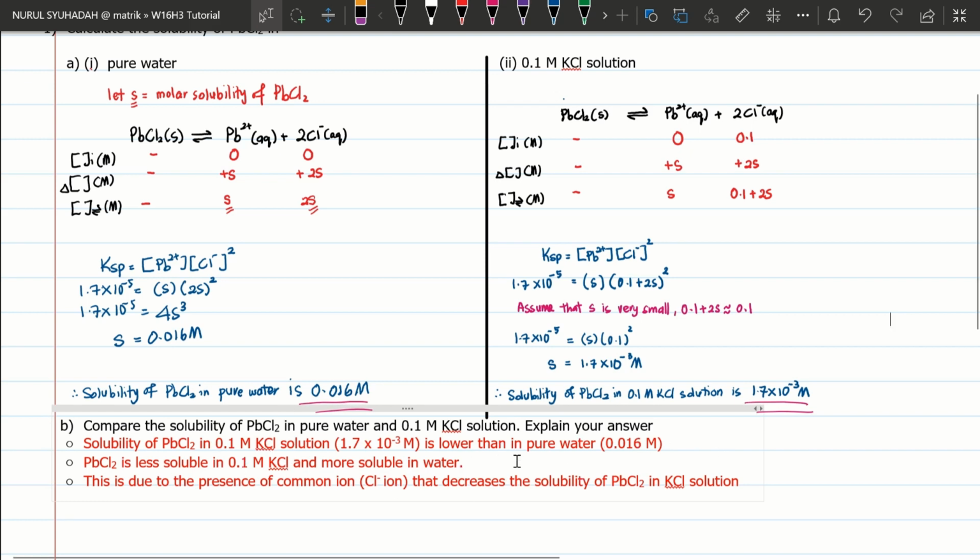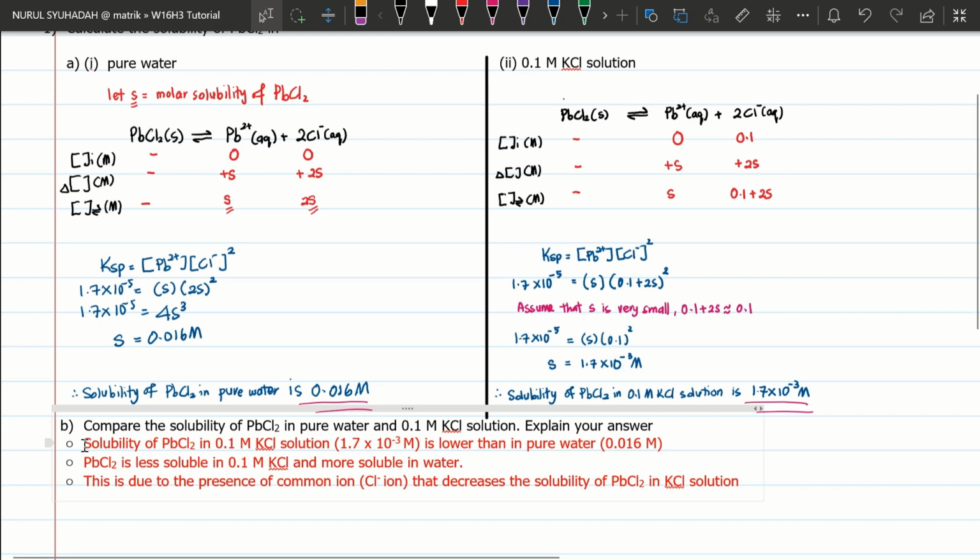Sebab apa? Statement yang seterusnya. So kita kata PbCl2 is less soluble in 0.1 molar KCl and more soluble in water. Why? This is due to the presence of common ion Cl- that decreases the solubility of PbCl2 in KCl solution. Okay. So disebabkan saya nak tulis point yang ketiga ni macam ni, due to the presence of common ion. Okay. So sebab tu dekat atas ni, instead of solubility dalam pure water higher than KCl solution, saya buat the other way around. I do it like this.